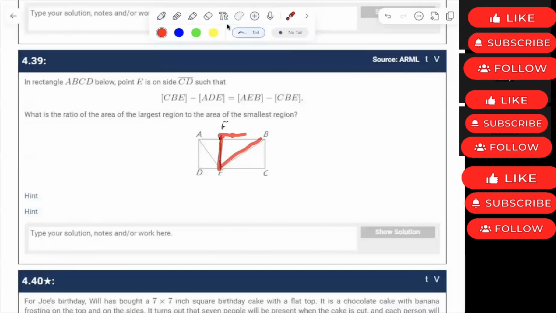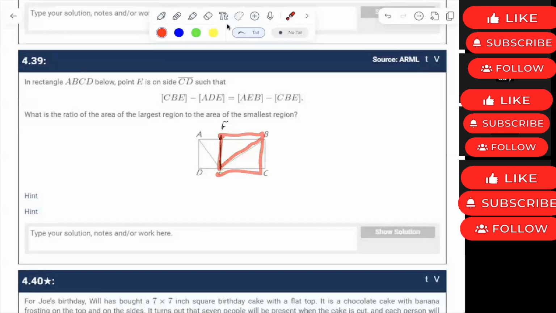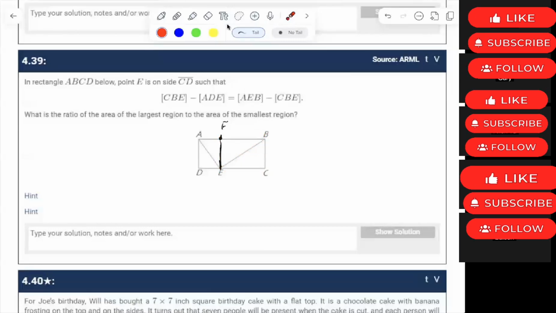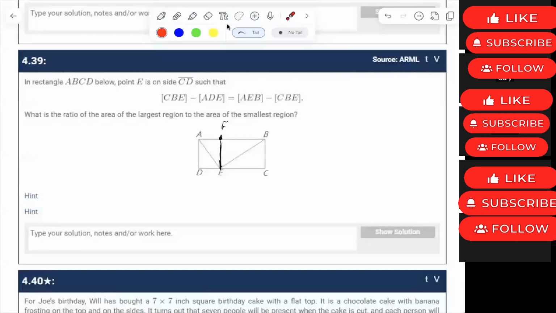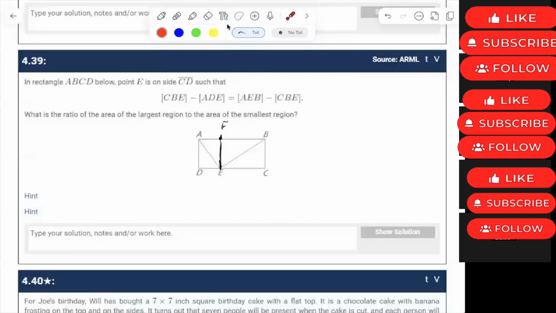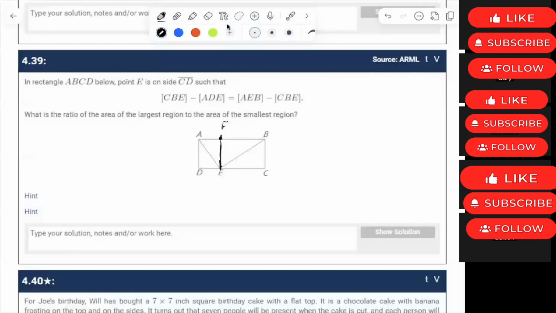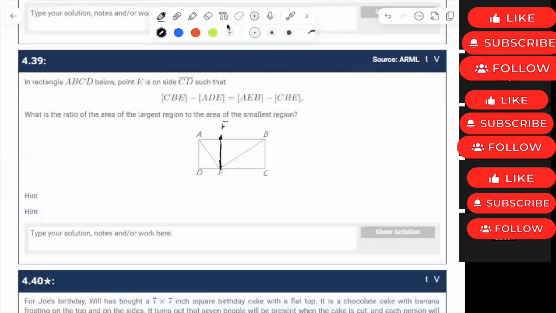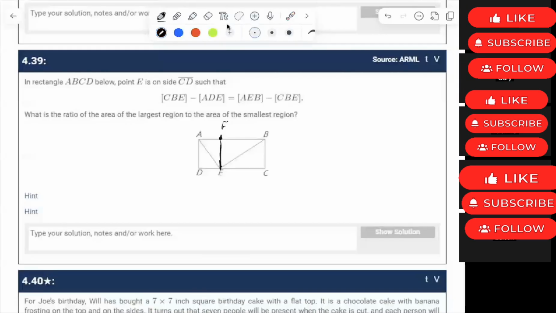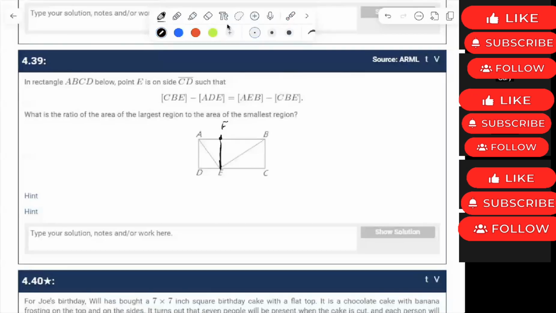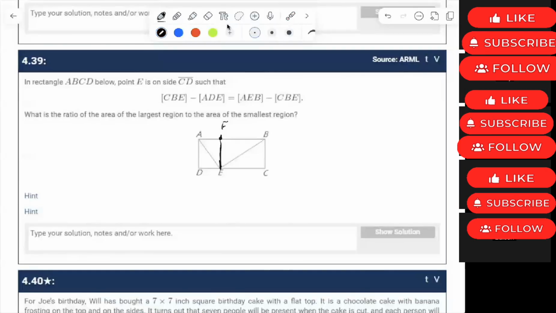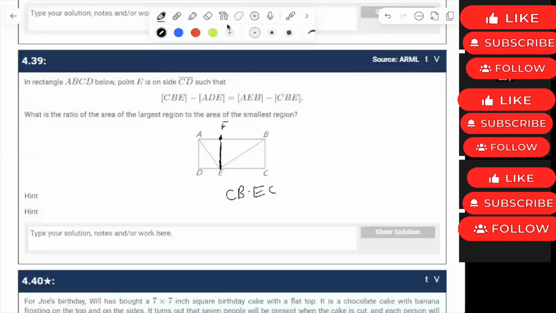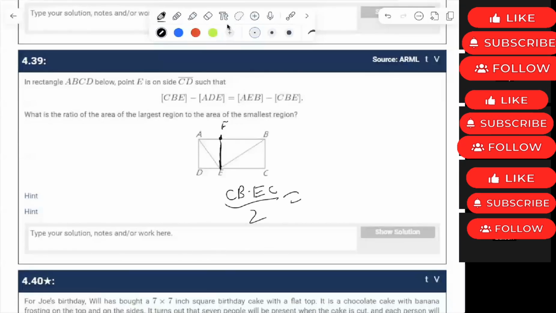Similarly, for this one, this will be equal. Now you want to find the ratio of the area of the largest region to the area of the smallest region. Well, from here, you're just basically trying to see how can we make a ratio of this. Notice that CB times EC divided by 2 is the area of CBE.